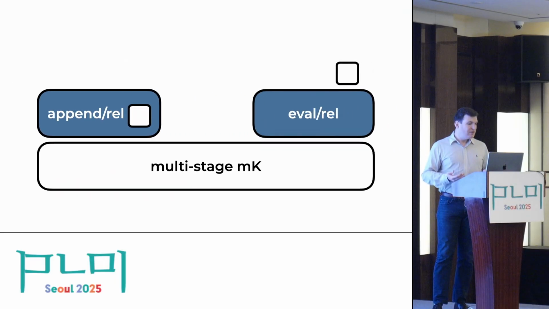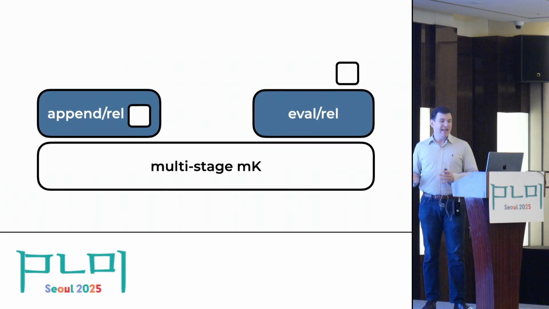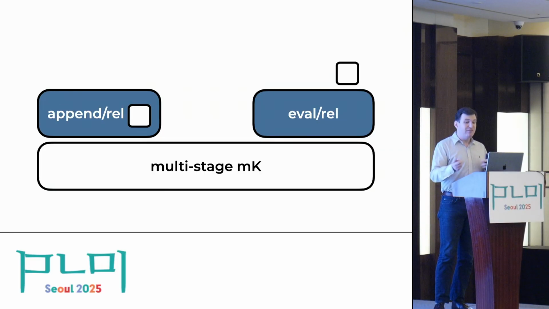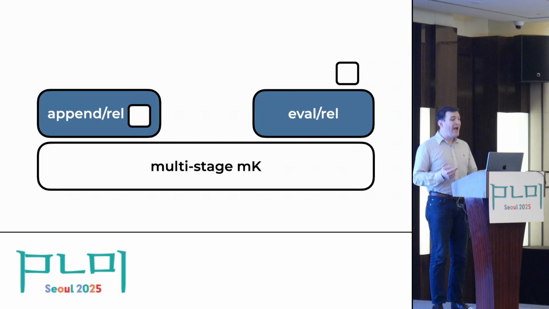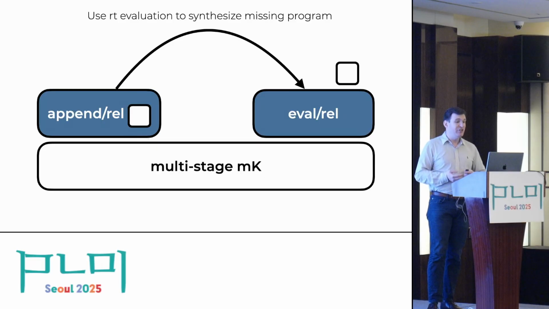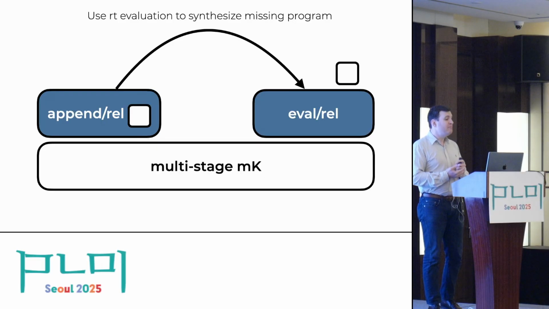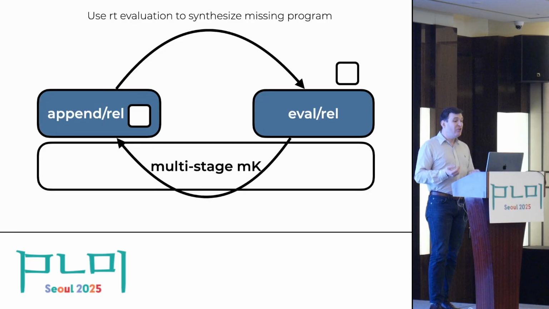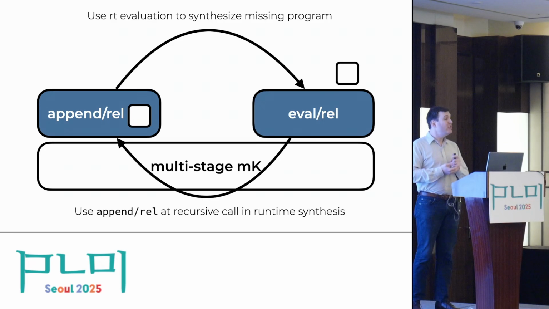And to focus in, these two programs have to have the same representation of values so that values can flow back and forth across, and control passes back and forth between them. So the append relation needs to use runtime evaluation to synthesize missing pieces, and that evaluator might use the append relation at recursive calls in runtime synthesis.